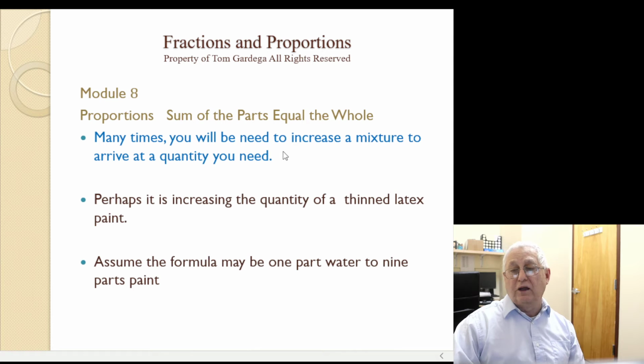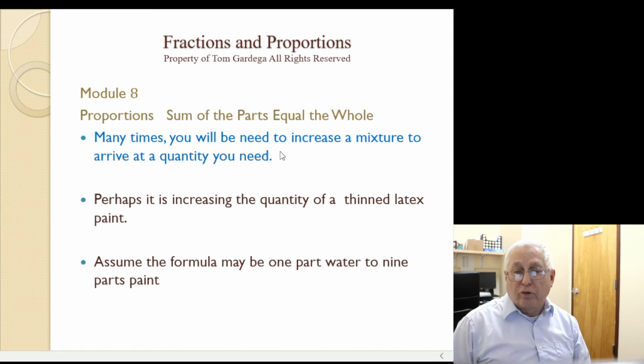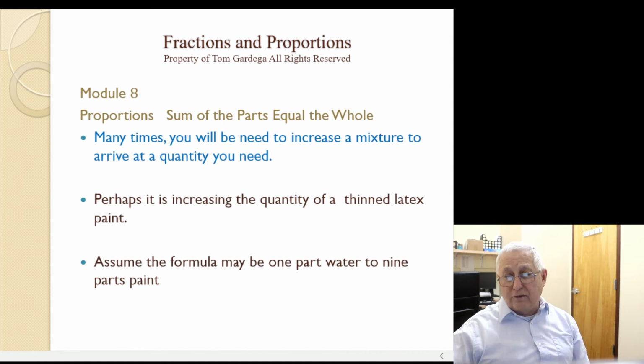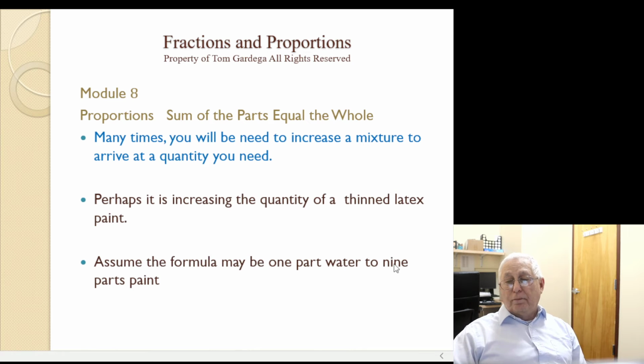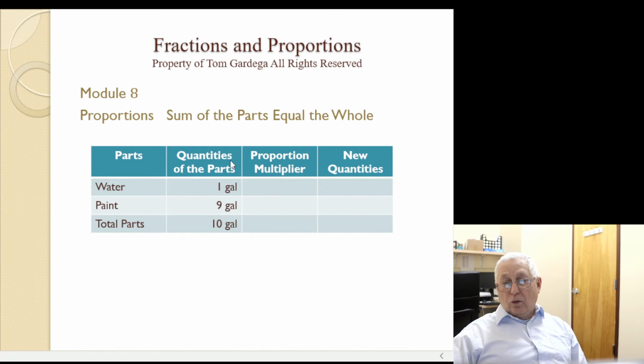Many times you need to increase a mixture to arrive at a quantity that you need. Perhaps you're increasing a quantity of a thin latex paint. We've already added water to it, and assume the formula may be 1 part water to 9 parts paint. Here we have 1 gallon of water to 9 gallons of paint for a total of 10 gallons.